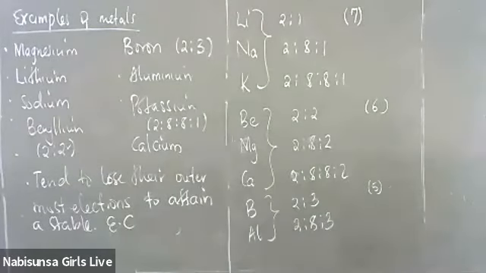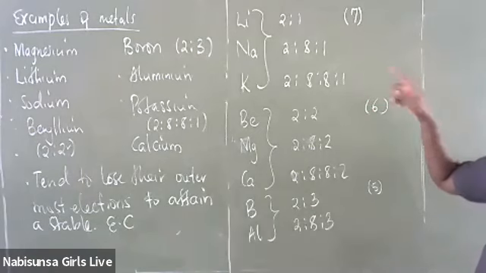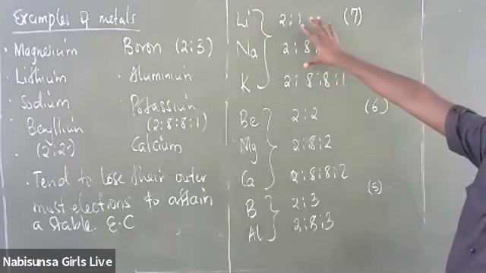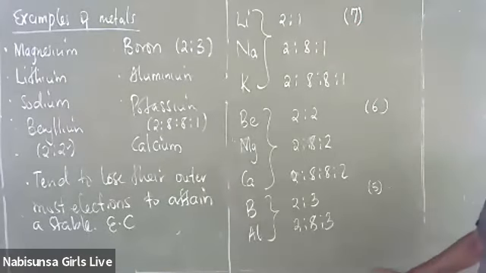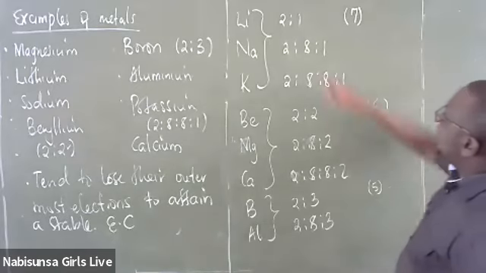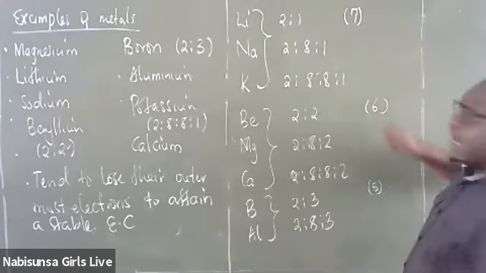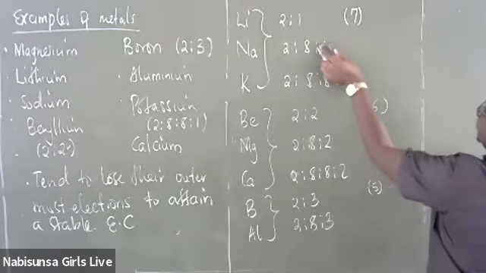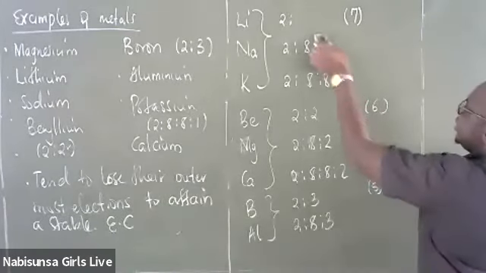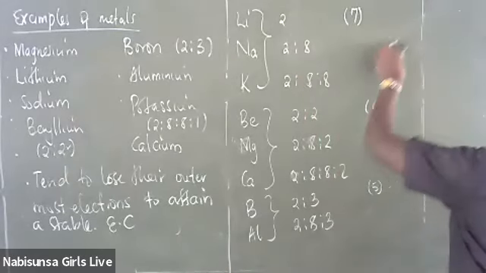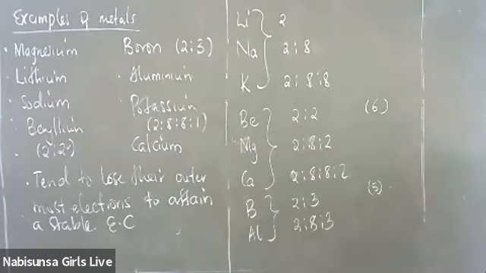Are we there? So meaning that, look at this case. Instead of the group 1 elements getting an extra 7, I would rather lose what is making me feel uncomfortable. What is making them feel uncomfortable? The extra 1 electron here. When they lose the 1 electron, they are going to be left with only levels that are fully filled. Are you getting me, members?